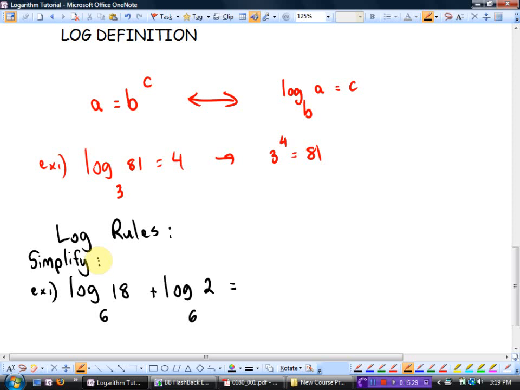Are my bases the same? Check, because if they weren't, I can't use my log rules. The only one I could try pulling out is what we call the base change law, which I'll do in a bit. My bases are the same? Okay. What was adding two logs the same as?